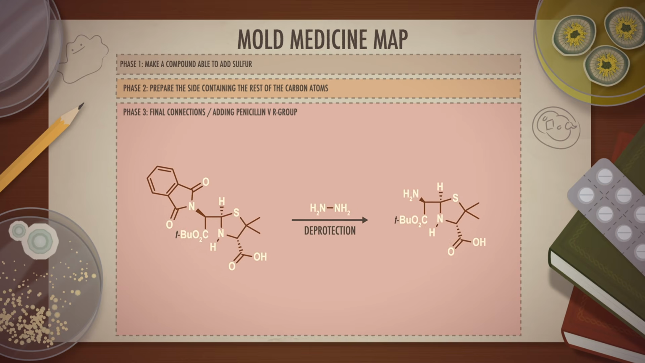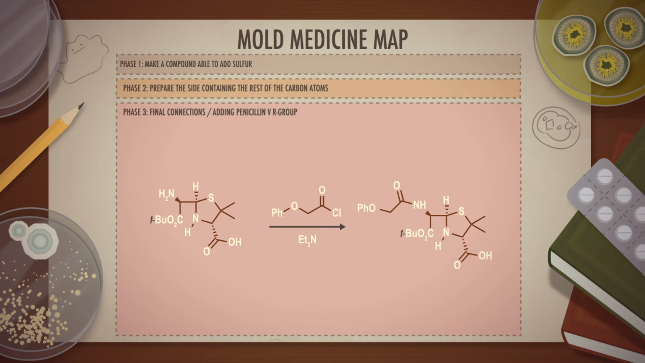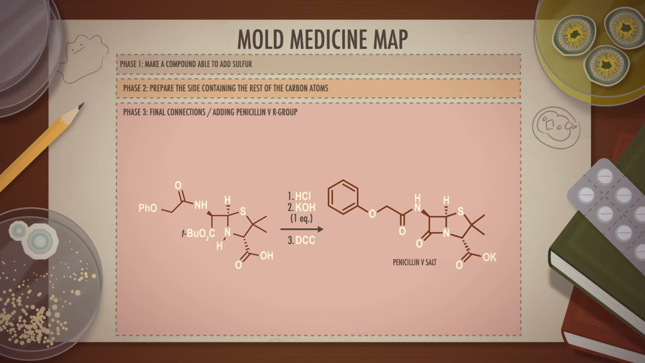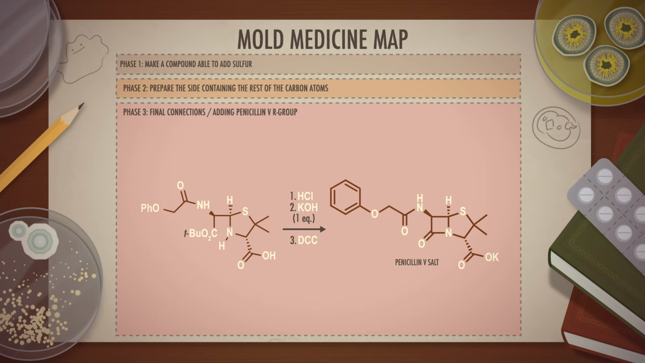Next, they removed the phthalimide protecting group from nitrogen and replaced it with the actual chain of penicillin V. Then they used acid to remove the tert-butyl protecting group from the carboxylic acid. And all they had left to do was form the delicate beta-lactam ring. This ring closure was done using the peptide coupling reagent that we just met, DCC.